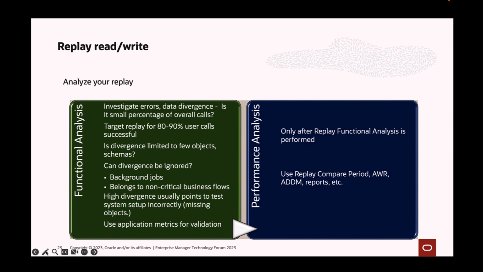Do we have 500 orders in the system? Is the order total correct or similar? After the functional analysis has passed, then we can progress to performance analysis.